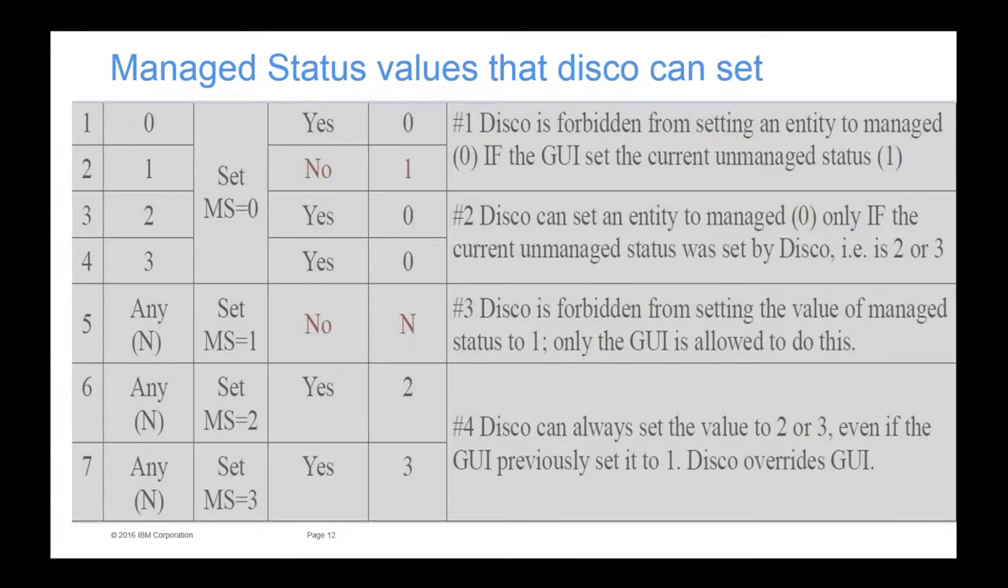slide 12 here, we have managed status values that DISCO can set. So if you have a managed status of 0, is DISCO allowed to set it to 0? Well, yes, it's already set to 0, so it can just reset it to what it was. Is DISCO allowed to set the value from 0 to 1? No, DISCO is forbidden from setting an entity to managed 0 if the GUI has already set the current managed status, unmanaged status, excuse me.